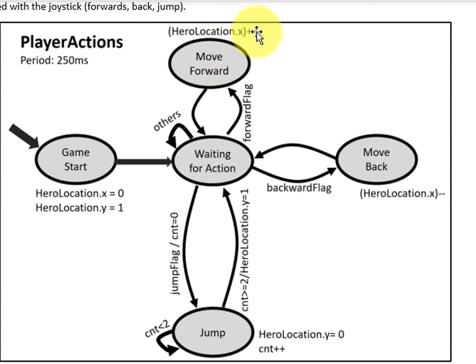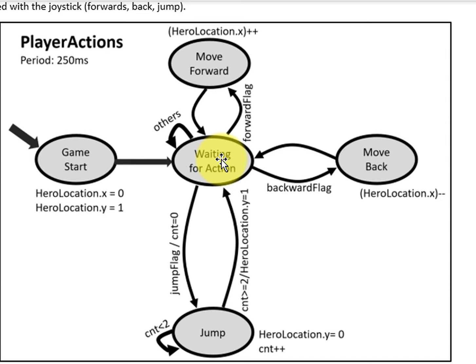We're going to just bump the X location up by 1, and then immediately, the next clock tick, the next quarter second, fall back into the waiting for action state. Very similar if you move the joystick significantly to the left. It's going to go here, move it back, and then fall back to the waiting for action state.